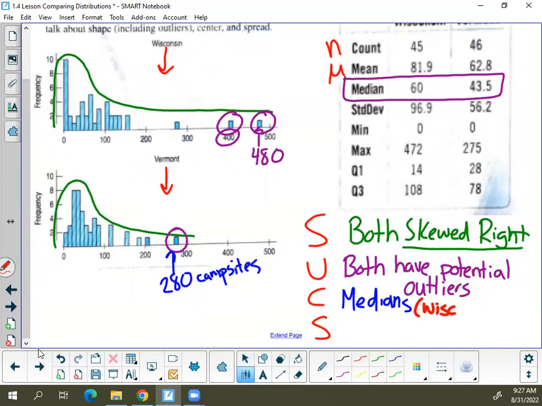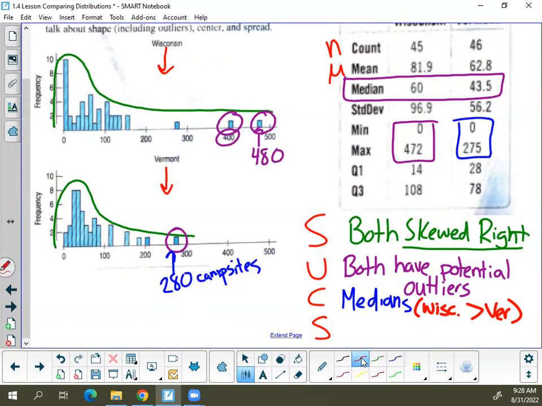So I'm going to say Wisconsin is greater than Vermont. And then if we were talking about spread, we don't want to talk about standard deviation here because we have skewed data. We would want to talk about range, so we can do the maximum minus the minimum. So we can say that the number of campsites in Wisconsin has a larger range. They range from 0 to 472 campsites, whereas in Vermont, the data is less spread out. The range is from 0 to 275 campsites.